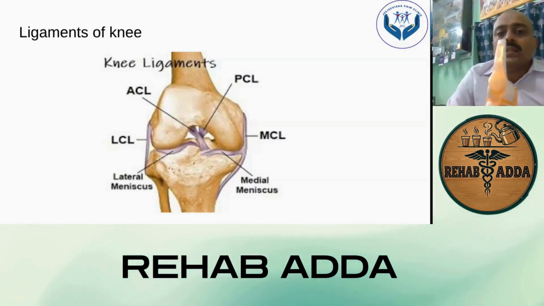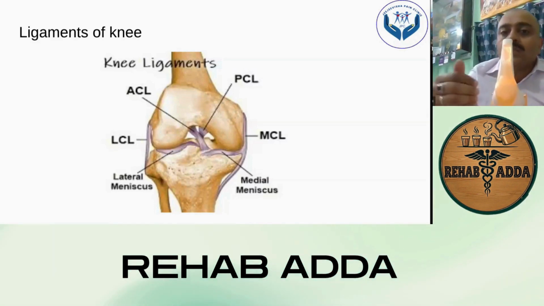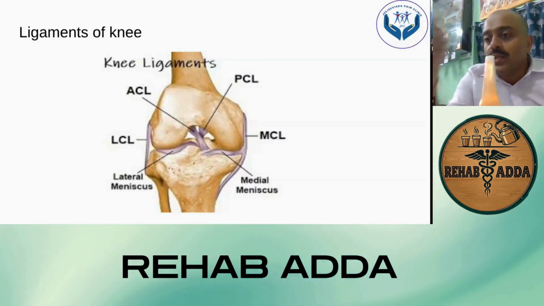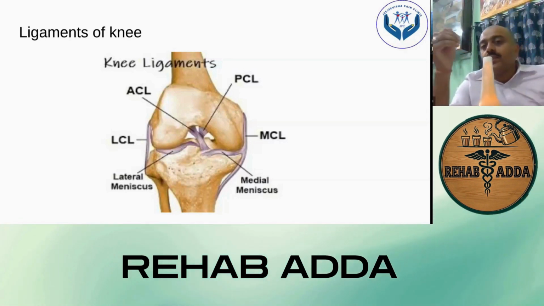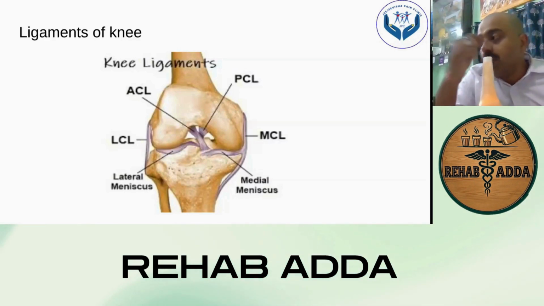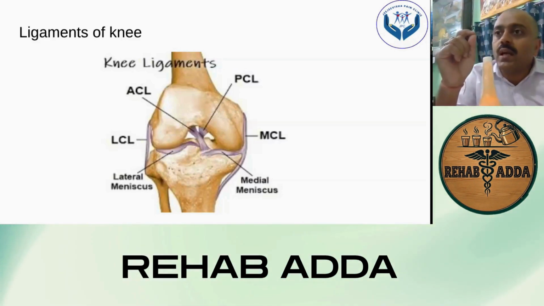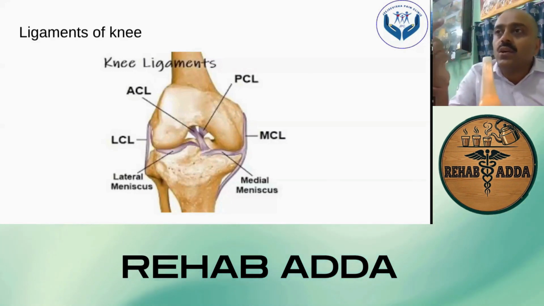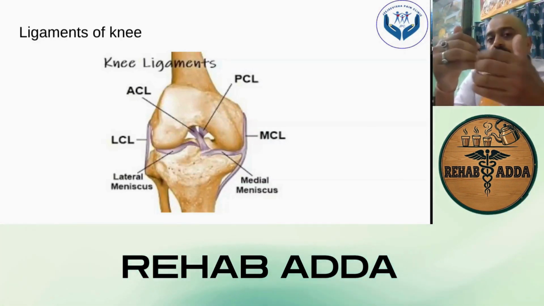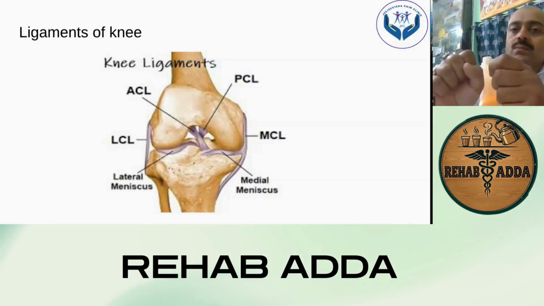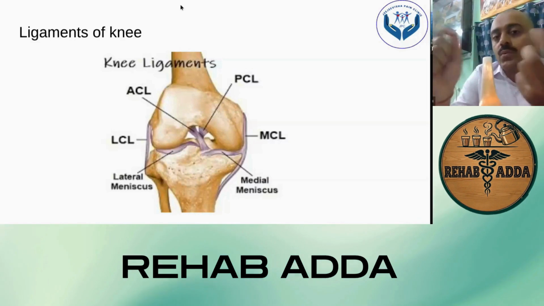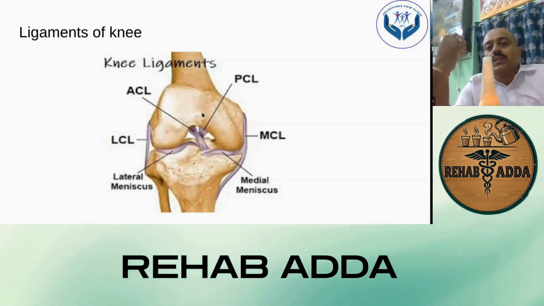So if there is a tear in the anterior cruciate ligament, what happens? This restriction of the tibia from moving forward will get affected. So the tibia will automatically move forward, and this is the test to check for the ACL tear, called the anterior drawer test. In the anterior drawer test, what happens? The knee is flexed, and the examiner tries to pull the tibia forward. If there is movement of the tibia forward, that is a sign of an anterior cruciate ligament tear.